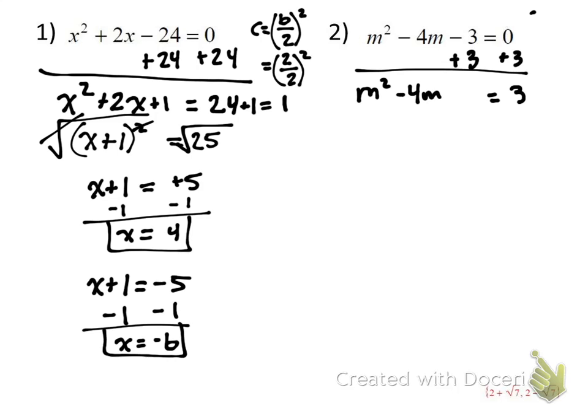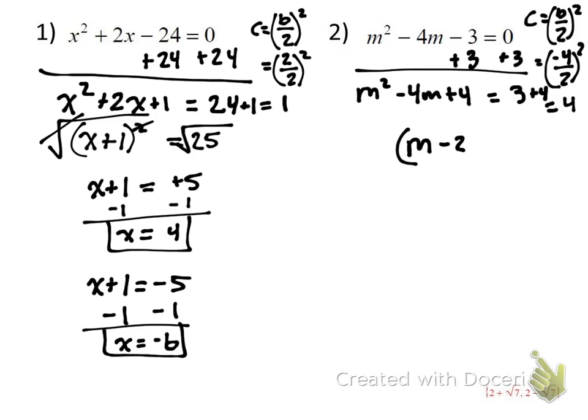Okay. Next step, I'm going to find c. c is equal to (b over 2) squared. Our b in this example is negative 4, so it's going to be (negative 4 over 2) squared, which is negative 2 squared, which is positive 4. So I'm going to add positive 4 to both sides. This left side now becomes a perfect square trinomial, so I can factor it as (m minus 2) squared, which is equal to 7.